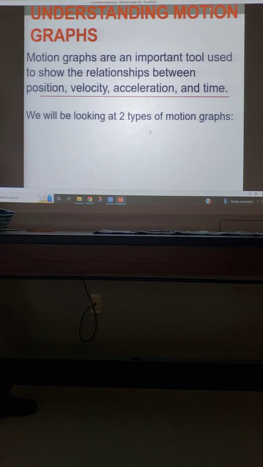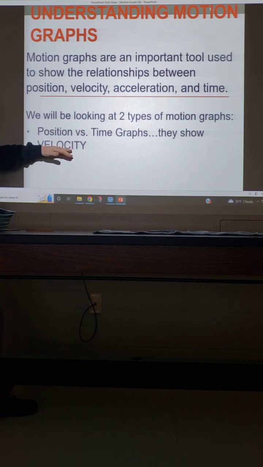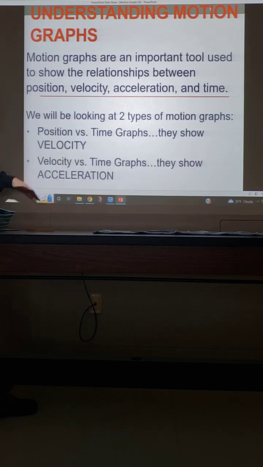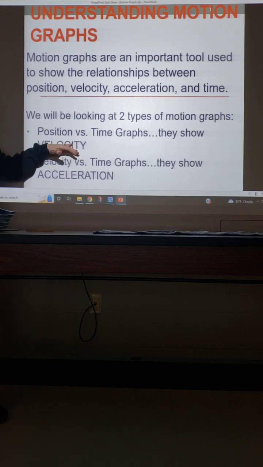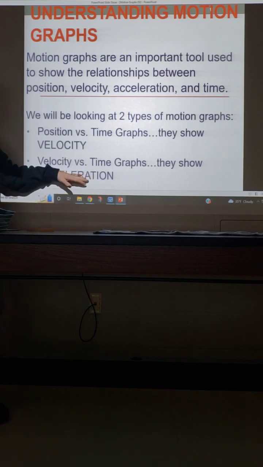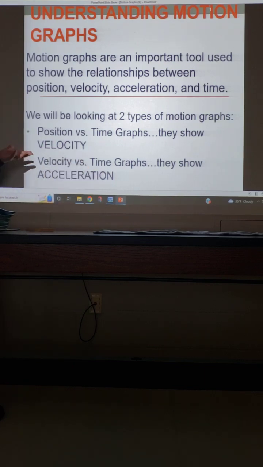All right, and so we're going to be looking at two types of motion graphs. The first one is a position versus time graph. Notice that they show velocity. The second type is a velocity versus time graph, and they're actually going to show acceleration. A lot of times people want to say that the velocity graph will show velocity, and it doesn't. You have to look at the variables. Obviously, we haven't talked about acceleration yet, and so this one will make more sense once we get to that information.